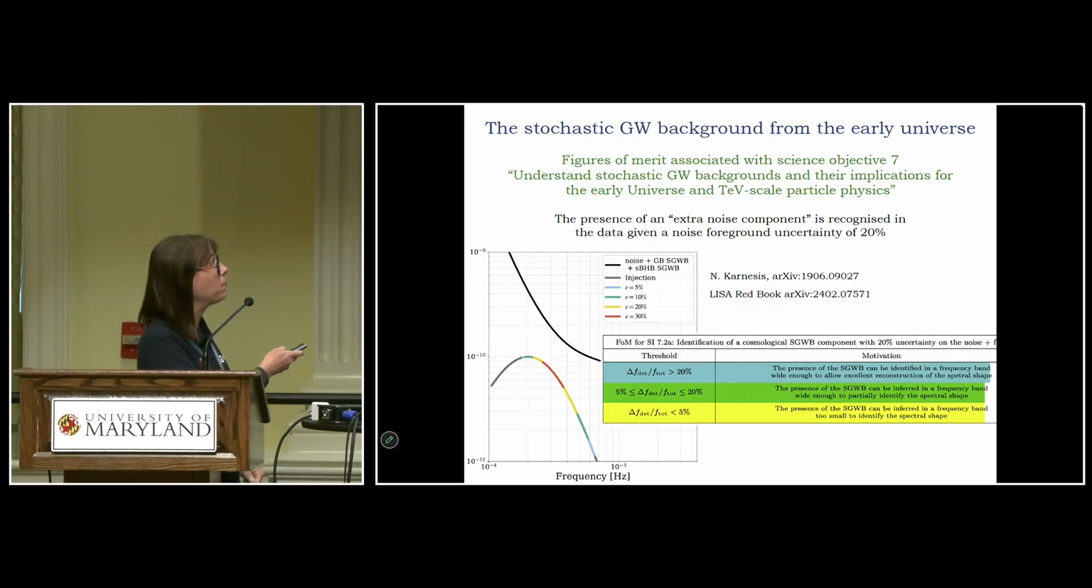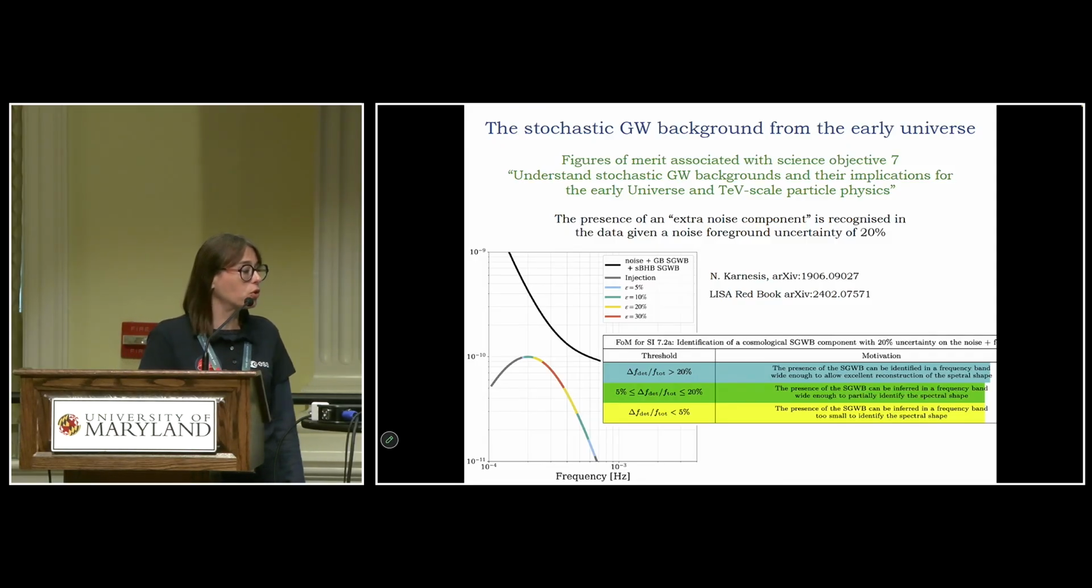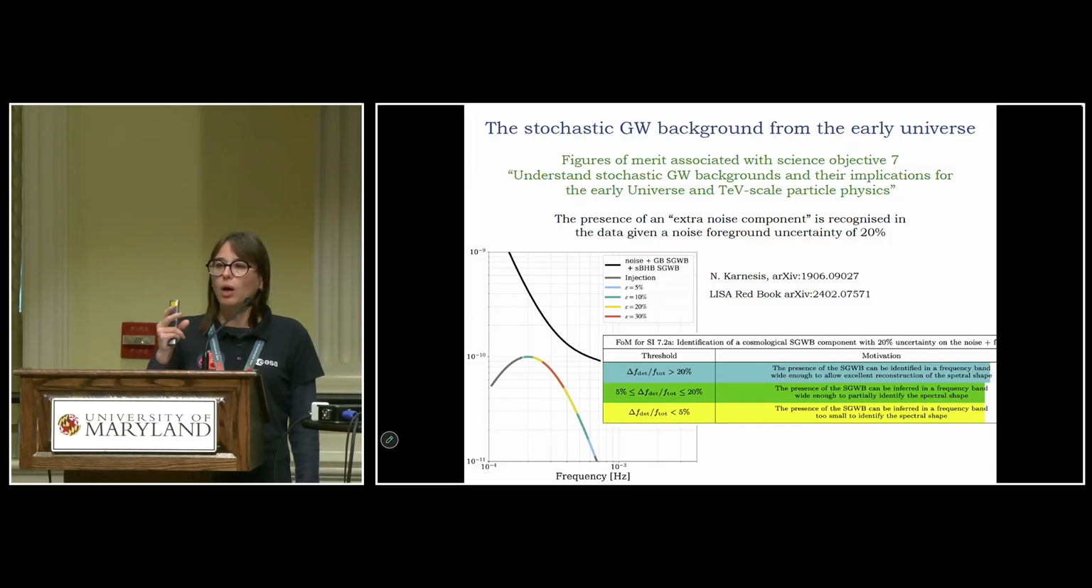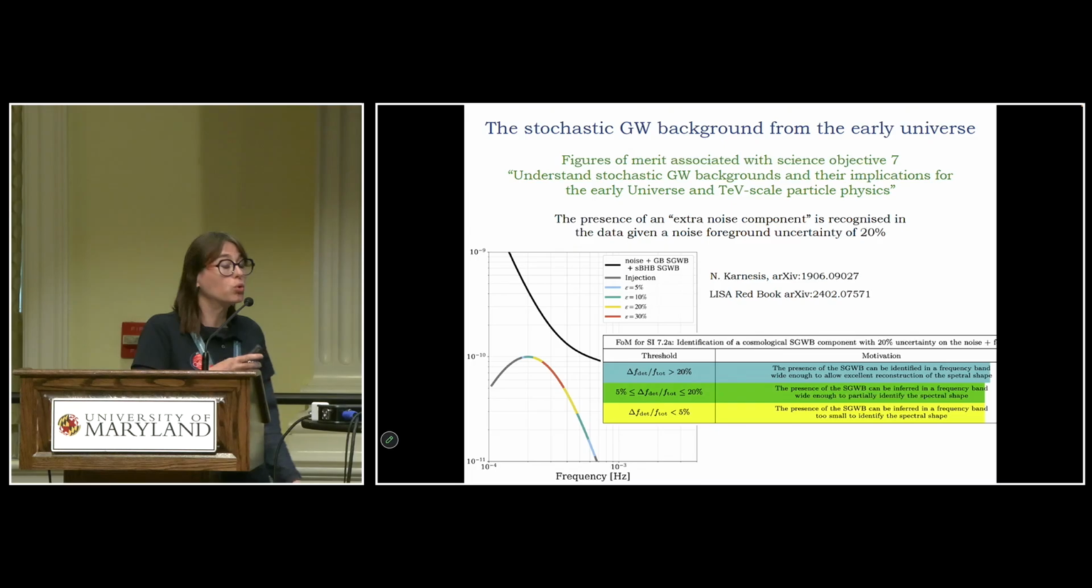So the first FOM is based on the work by Nikos in this paper, and it really asks whether we can recognize the presence of an extra noise component, given a certain percentage of assumed knowledge of the noise of the instrument plus the foreground, that here we fix to 20%. And here you see the benchmark signal that we have assumed for this particular FOM, and depending on the uncertainty that we allow on the noise plus foreground component, how much of the frequency range of this signal we are able to assess, saying, oh yes, in this frequency range there is something more than what we just expect. The FOM is constructed depending on which percentage of this frequency range allows us to map the particular benchmark signal we have adopted.